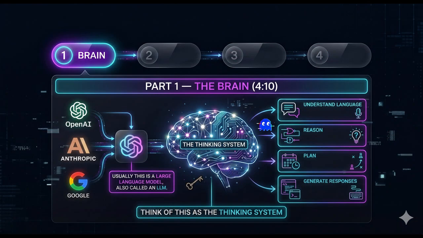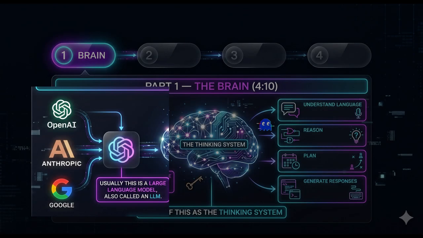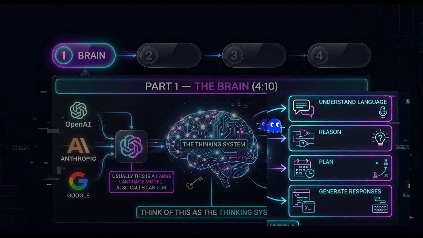The four main parts of an AI agent. Now let's understand the main building blocks of an AI agent. There are four core parts. The first is the brain. Usually this is a large language model, also called an LLM. Examples include models from OpenAI, Anthropic, and Google. The brain helps the agent understand language, reason, plan, and generate a response. Think of this as the thinking system.